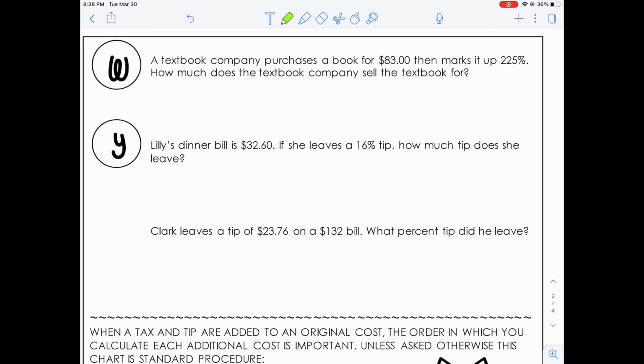All right, now we're going to work on the word problems on the next page. The first one says a textbook company purchases a book for $83 and then marks it up 225%. How much does the textbook company sell the textbook for?